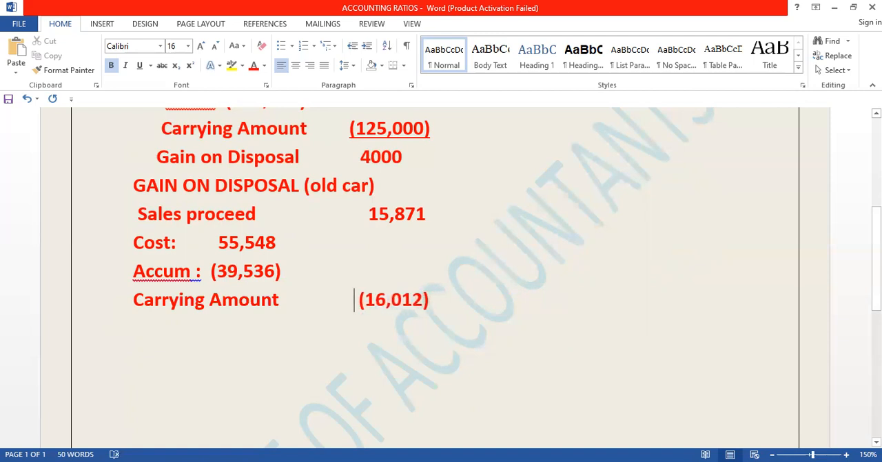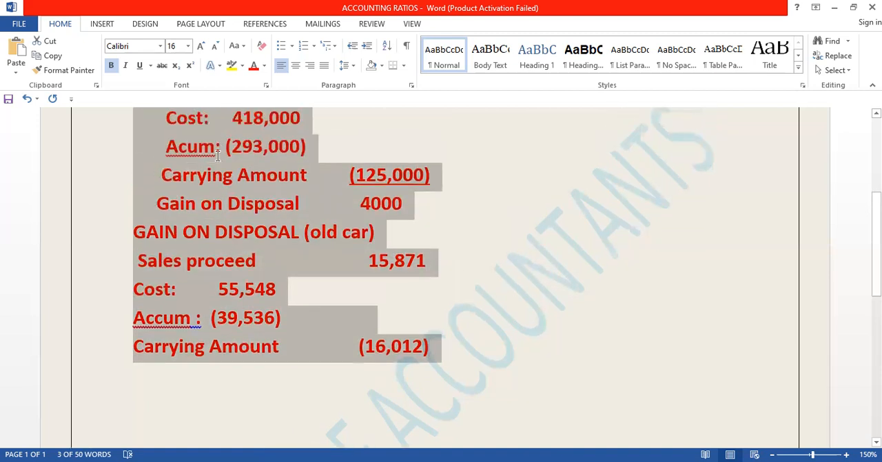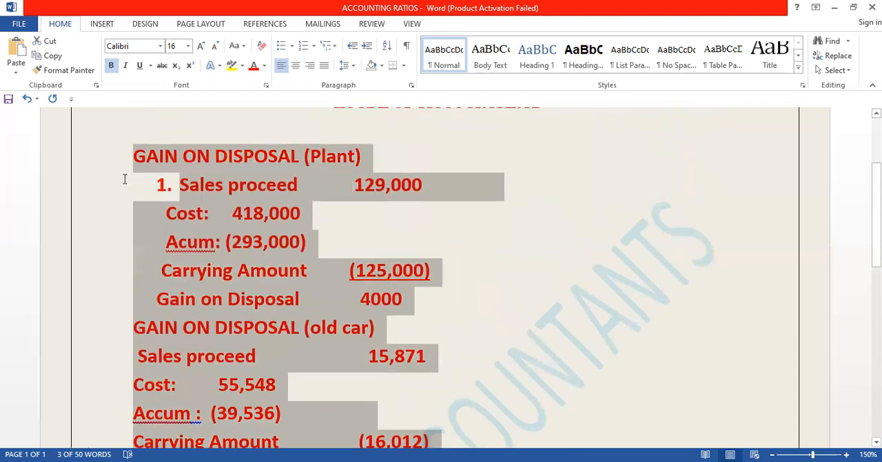All right. But you sold for 15,871. Is it gain or loss? Gain. Are you sure? You're supposed to sell for 16,000. You sold for 15,000. Is it gain or loss? Oh, okay, loss. So you must take note of that area. It is the loss.